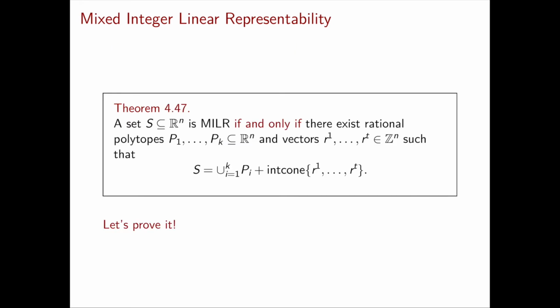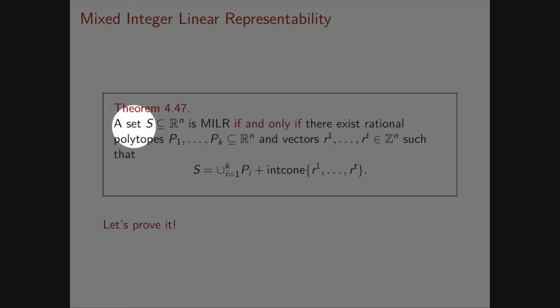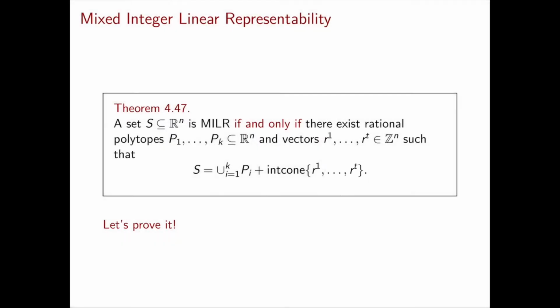So we're now ready to state and prove our main result on mixed integer linear representability. And this is a full characterization. So it's an if and only if. It tells us exactly when a set in R^n is mixed integer linear representable. So what's the condition? S is mixed integer linear representable if and only if there exist rational polytopes P1 until Pk, so finitely many polytopes, and finitely many integral vectors R1 until Rt, such that S can be written as the union of all these Pi's plus the integer cone of all these rays.